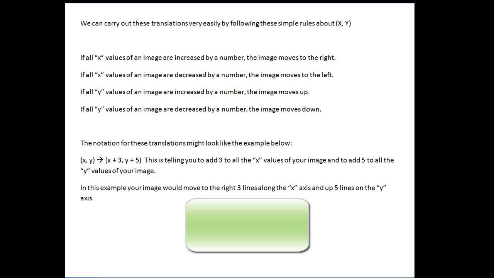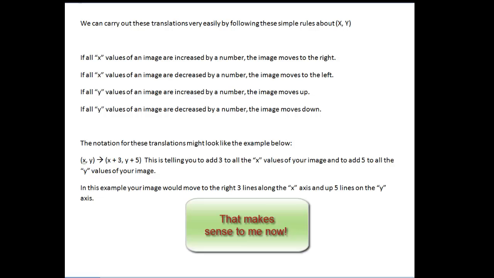And the way that we carry out these translations is very easily by following the simple rules about the x and y values. If all the x values of an image are increased by a number, the image moves to the right. If all the x values of an image are decreased by a number, the image moves to the left. If all y values of an image are increased by a number, the image moves up. If all the y values of an image are decreased by a number, the image moves down.